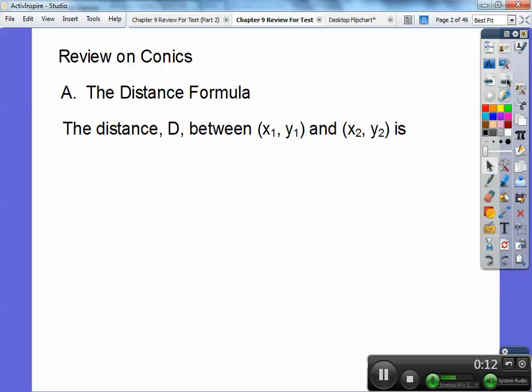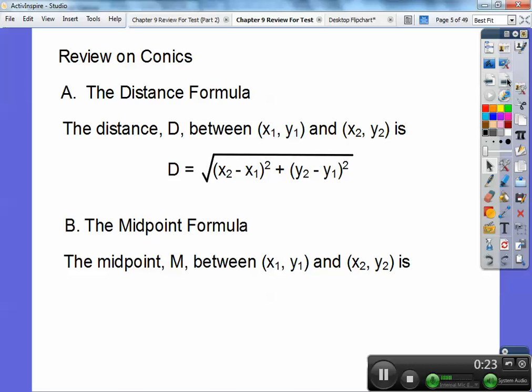So the distance formula between (x sub 1, y sub 1) and (x sub 2, y sub 2) is that formula right there. You've got to memorize that. You're going to use that for the rest of your math life, I'm telling you. Same with the midpoint formula, you guys. For the midpoint, you average the x's and average the y's right there.